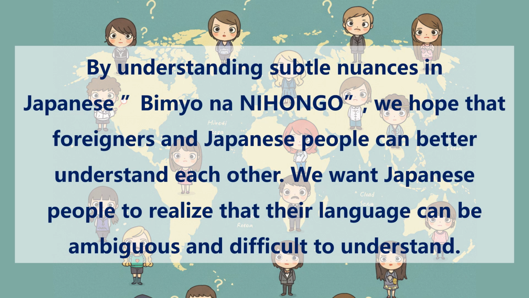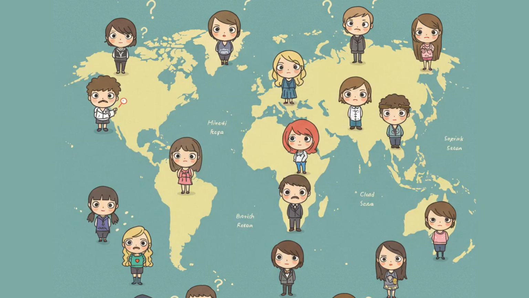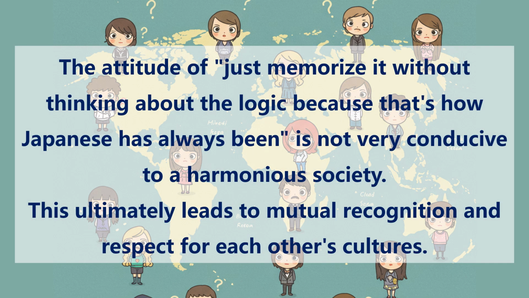By understanding subtle nuances in Japanese, Bimyo na Nihongo, we hope that foreigners and Japanese people can better understand each other. We want Japanese people to realize that their language can be ambiguous and difficult to understand. The attitude of just memorize it without thinking about the logic, because that's how Japanese has always been, is not very conducive to a harmonious society. This ultimately leads to mutual recognition and respect for each other's cultures.